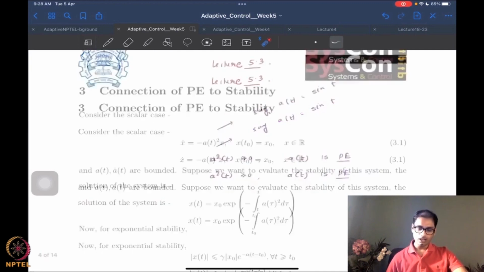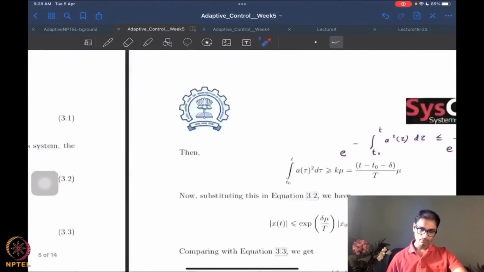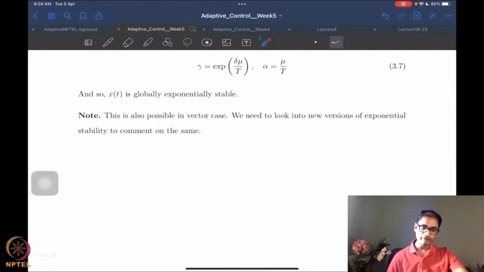Obviously, if we want to extend this to a vector case, that's the more general case, of course, and for that we need a few additional results on exponential stability. And that is what we are going to look at now.